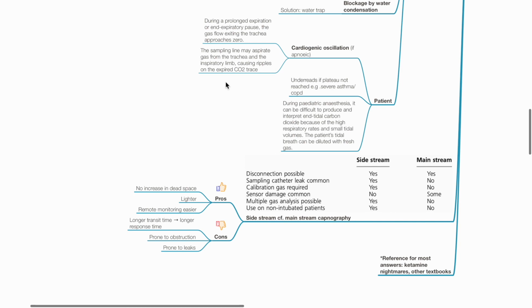Cons include longer transit time, resulting in longer response time. Sidestream is prone to obstruction and prone to leaks.